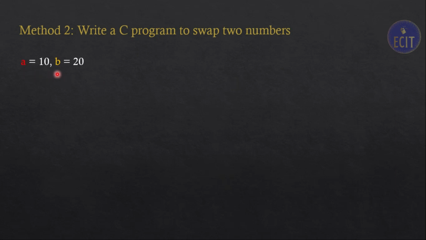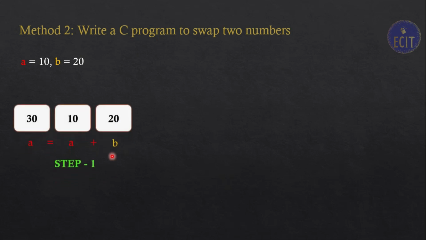Let's say we have two numbers A and B which have values of 10 and 20. Now we can use arithmetic over here. The logic is, let's say we will say A equal to A plus B. So we have A equal to 10, B equal to 20 and the value of A will be what? 30.